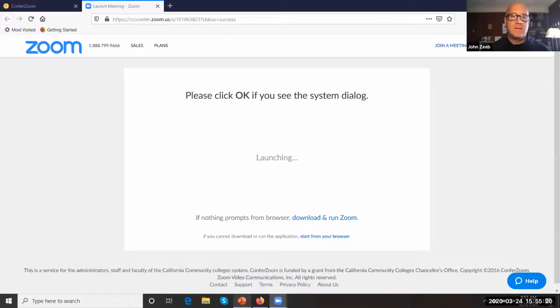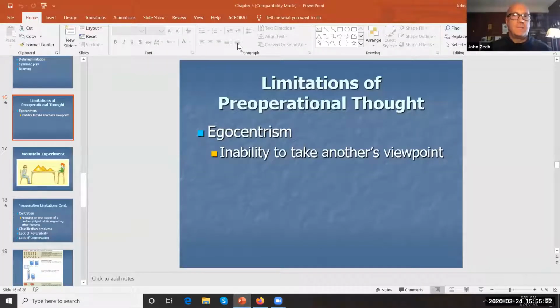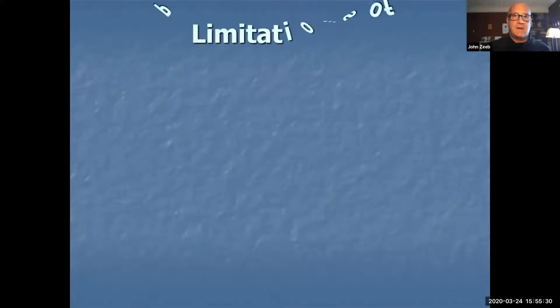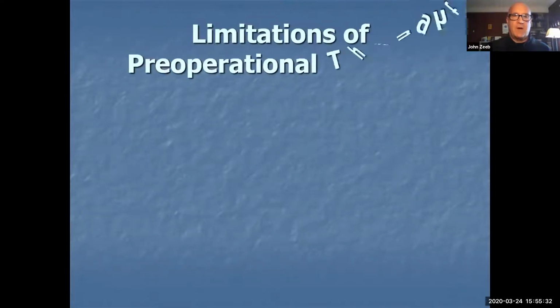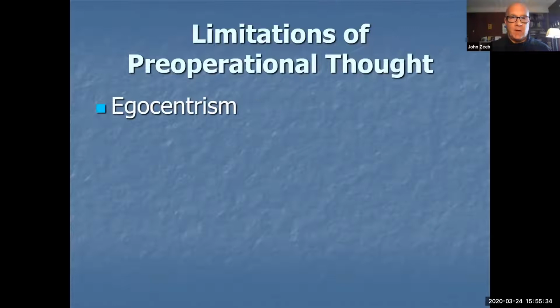All right, so next what we're going to talk about is one of the limitations of pre-operational thought, and that is called egocentrism. So let's take a look here. Okay, so there are several limitations to pre-operational thought. And the one we're going to discuss at this time is called egocentrism. In fact, Piaget believed this is even present in infancy, going back that time as well.